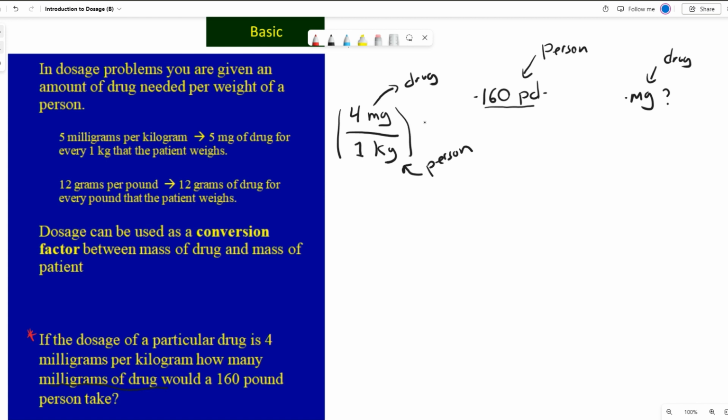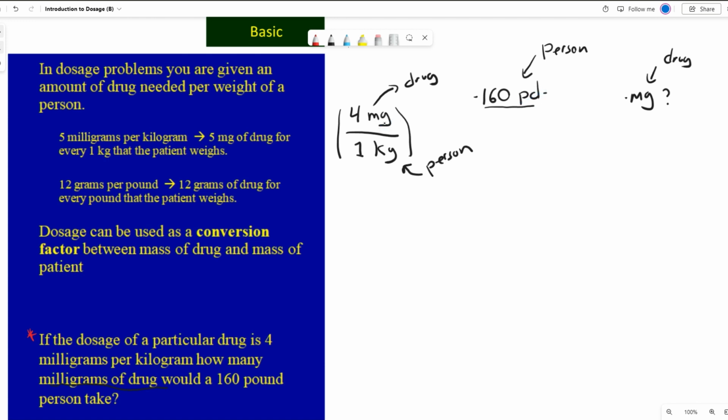So now, again, the problem is asking us how many milligrams of drug. So we want everything else to cancel out except for milligrams of drug. Well, we have mass of person here and mass of person here. So we can have those two masses of the person cancel out, and then the only thing you'll be left with is mass of drug.